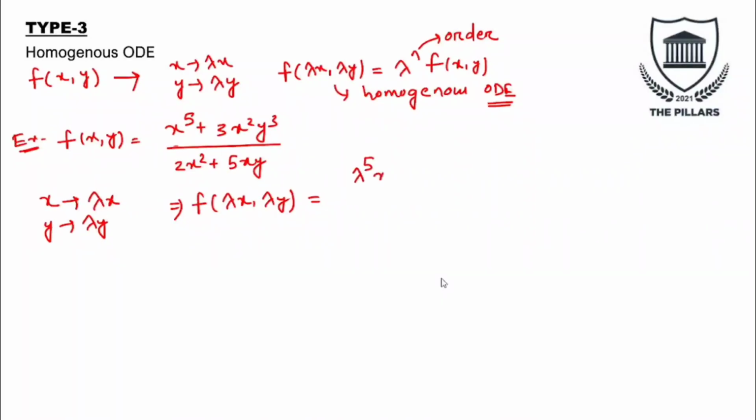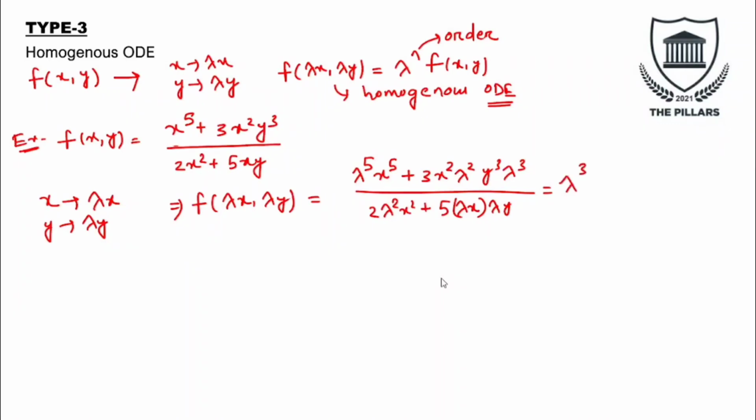(λ^5 x^5 + 3x^2 λ^2 y^3 λ^3) / (2λ^2 x^2 + 5λx · λy). From the numerator we can take λ to the power 5 common, and from the denominator λ^2 is taken common. By cancelling we will get λ^3 f(x, y). So this is a homogeneous function with order 3.